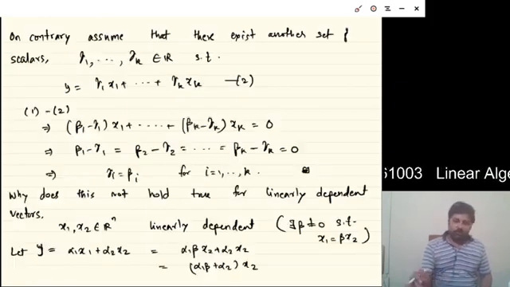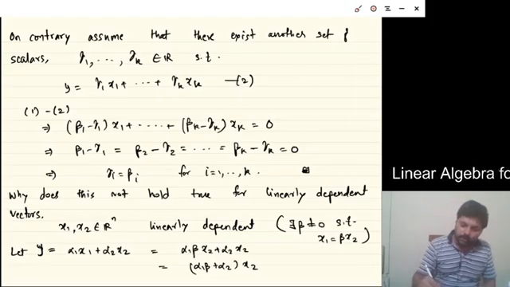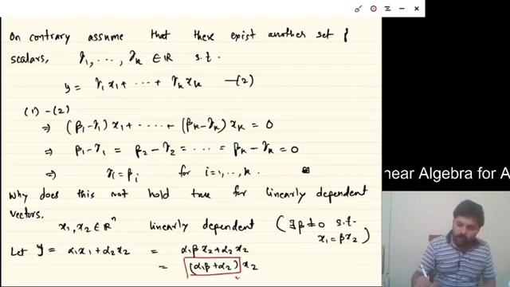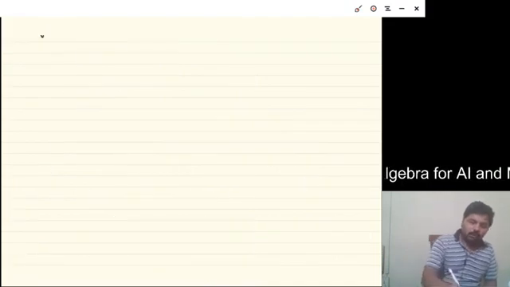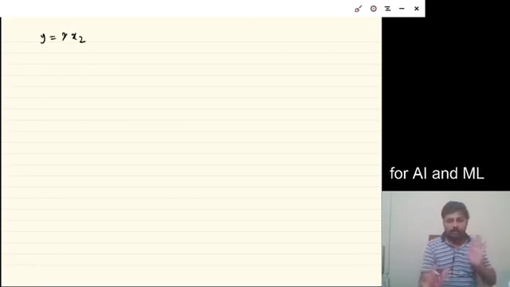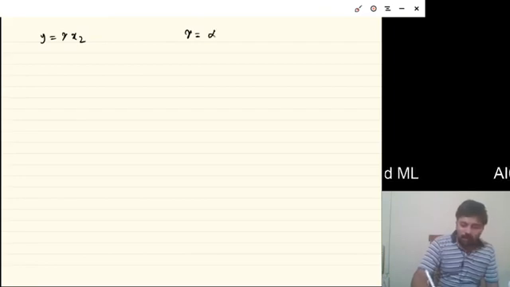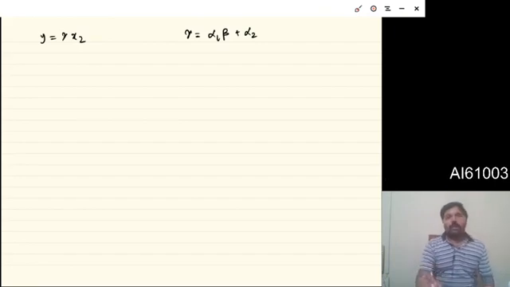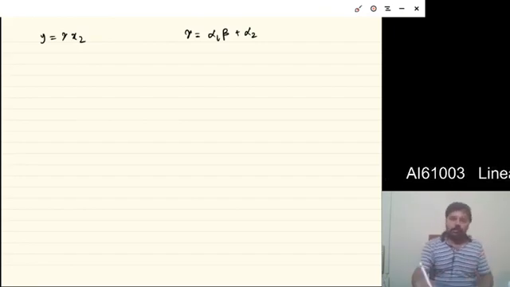So how do you do that? Let me say it clearly. So this number, let us call gamma. So if this number is gamma, then you know that y is equal to gamma times x2, right? That's something that you know. And gamma is what value? Gamma is alpha 1 beta plus alpha 2. And now you are free to choose any values of alpha 1 and alpha 2.